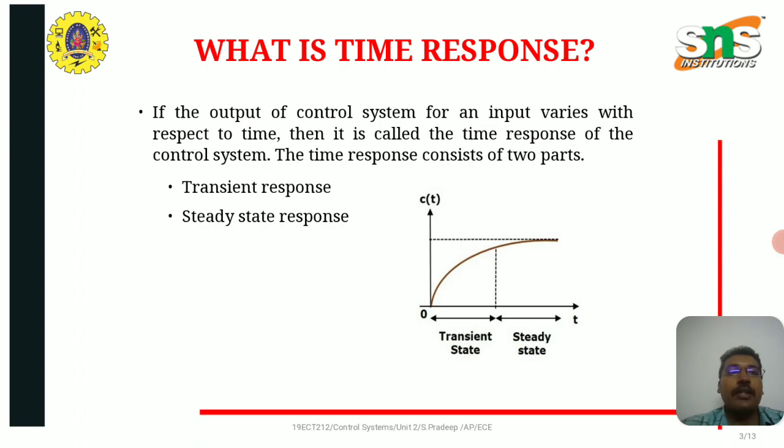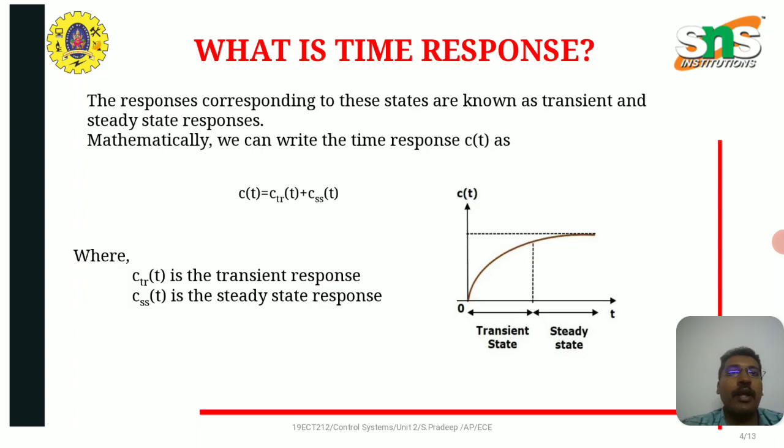The time response consists of two parts. The first one is transient response and the second one is steady state response. The graph shows the transient and steady state responses. Mathematically, we can write the time response c(t) as c(t) equal to c_tr(t) plus c_ss(t), where c_tr(t) is the transient response and c_ss(t) is the steady state response.